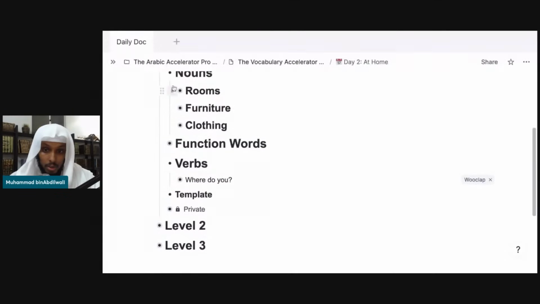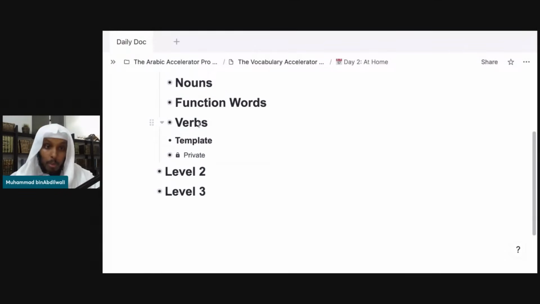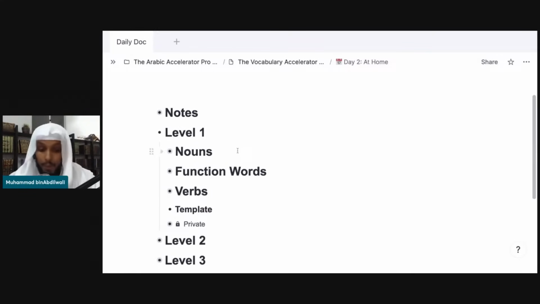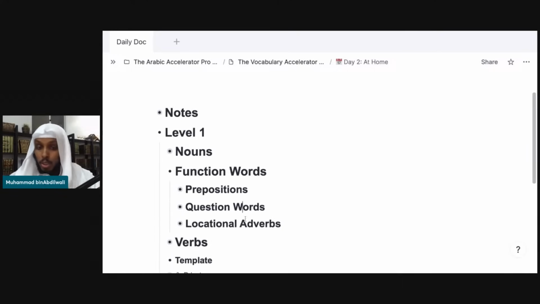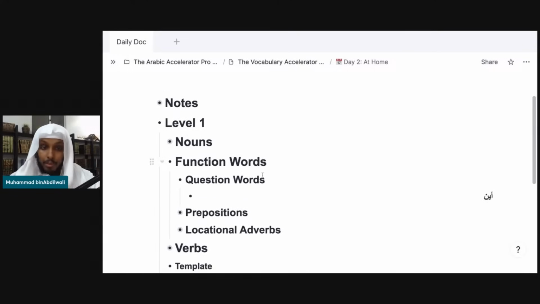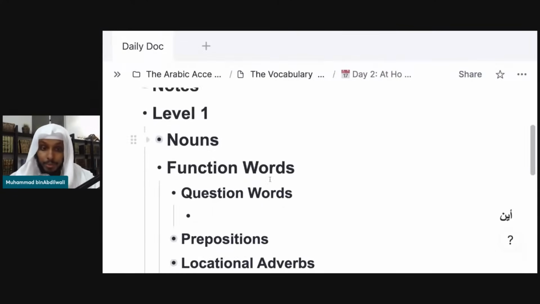Okay. طيب. Then we have, barakallahu fikum, verbs. Next, we're going to talk about verbs. Actually, we got function words as well. Let's talk about the verbs first, actually. Okay. We have, actually, no, we'll do the function words first. We said we have prepositions, we have locational adverbs, and question word. We already done the question word, which is aina. Already talked about that. Sahih.